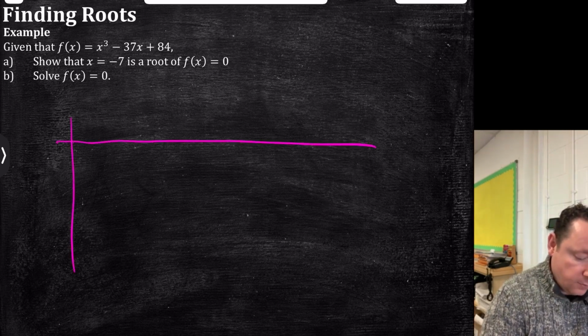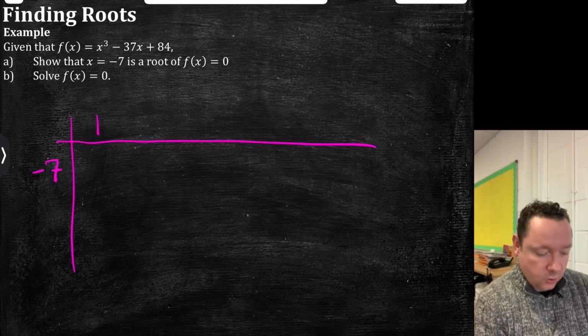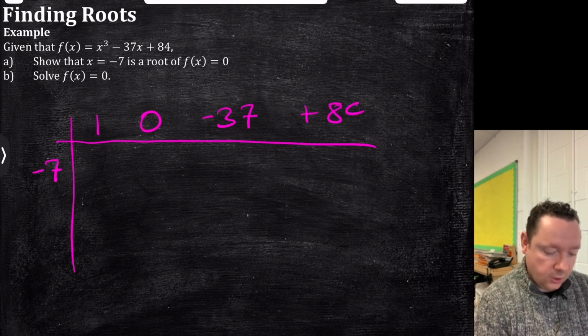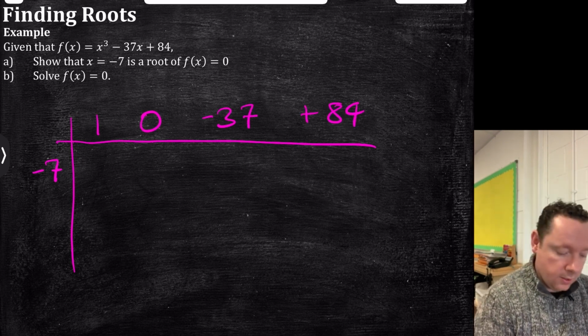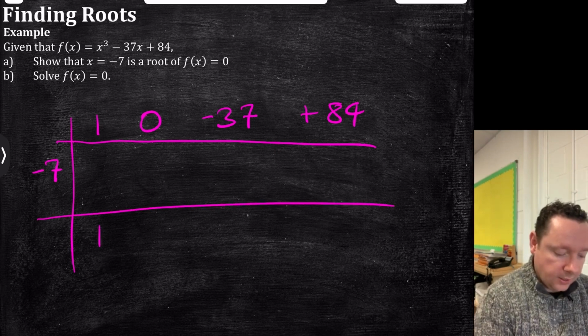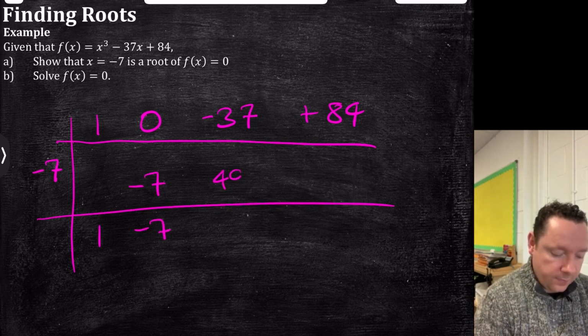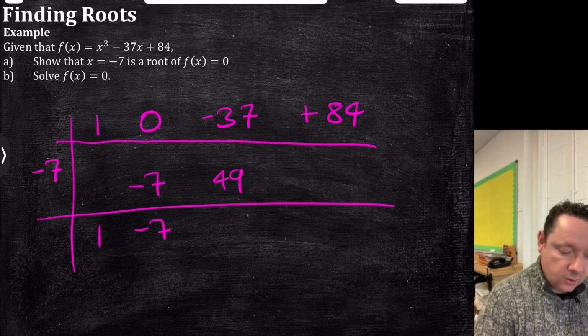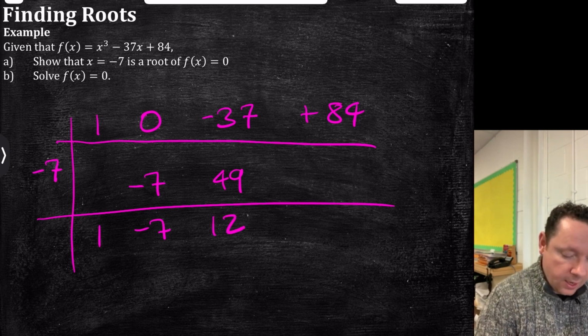So I do my setup for synthetic division. Minus 7 is what I'm subbing in. We've got 1x cubed. Now, careful here, we've got no x squared, so I write 0, then minus 37x plus 84. So you need that 0 because there's no x squareds. Take the 1 down. 1 times minus 7 is minus 7. Add them to get minus 7. 7 7s is 49. 49 take away 37 is 12, I think. And then 7 12s is 84, but it's minus 84. And add them to 0.